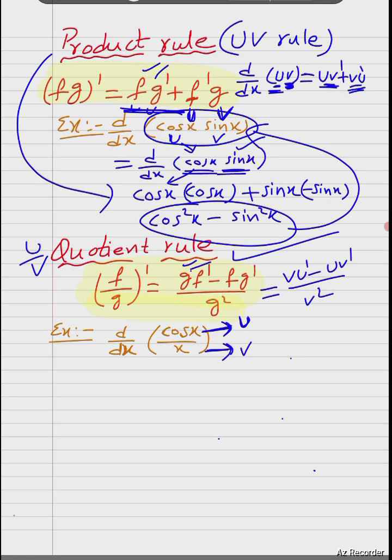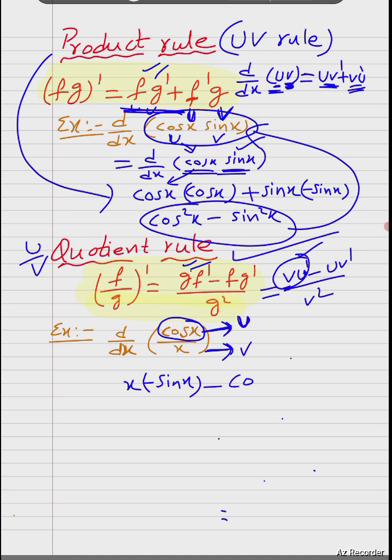Here I have used g and f, but for simplicity we can use v u dash minus u v dash upon v square. So first we have to keep this v constant. What is v here? x. So keep this x constant, then find u dash. What's the derivative of cos x here? Cos x is u, and its derivative is minus sin x. So we are done with the first part, v u dash, minus u v dash.